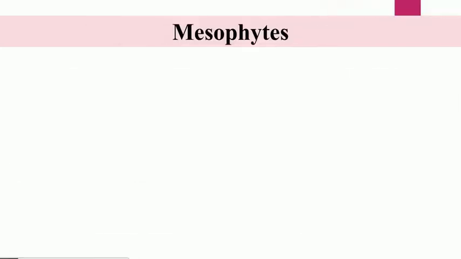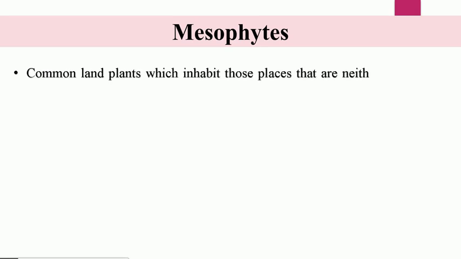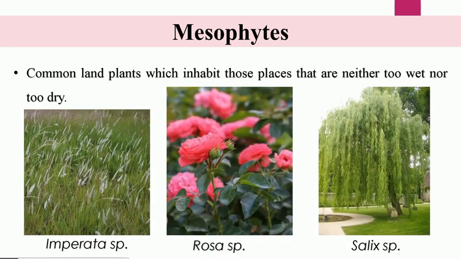Now, mesophytes. Mesophytes are the common land plants which inhabit those places that are neither too wet nor too dry. For example, Imperata, Rosa and Salix. These plants are found in moderate conditions of water, or you can say the places which are neither too wet nor too dry. These plants are mainly found in moderate conditions of water.